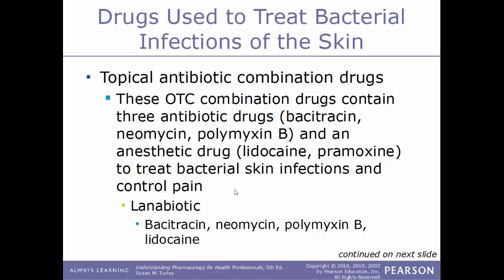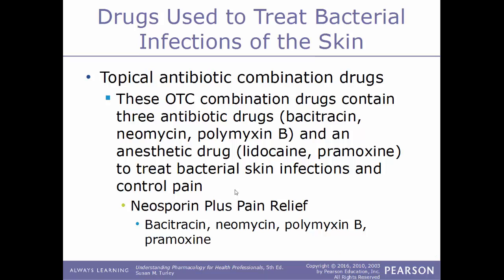An example of this kind of combination would be Lanabiotic, which is a combination of bacitracin, neomycin, polymyxin B, and lidocaine. Neosporin Plus Pain Relief is a combination of bacitracin, neomycin, polymyxin B, and pramoxine.